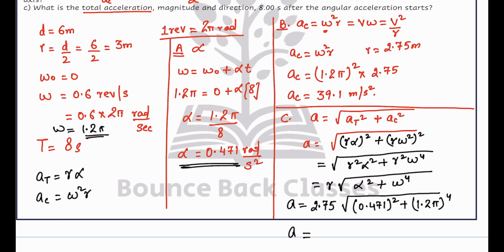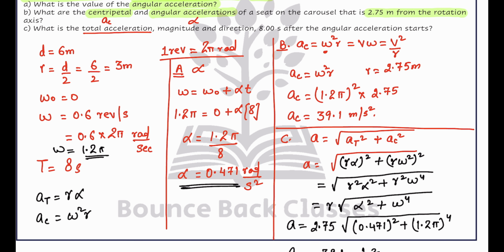So the answer is 39.1 meters per second square. Do you understand, guys? Clear? Okay, so this is your answer. Now what we need to find is the total acceleration, magnitude and direction.